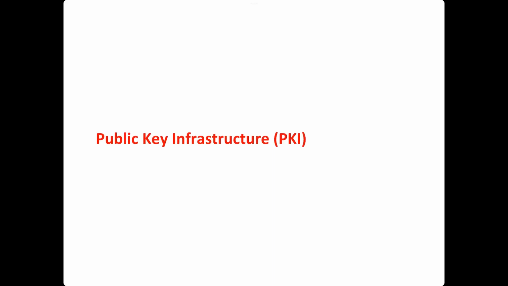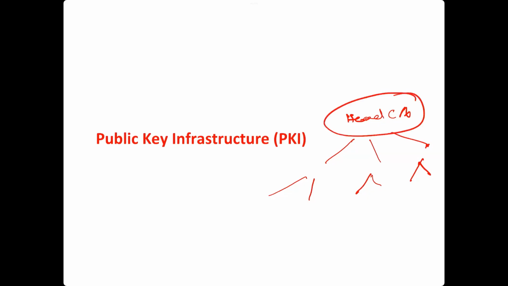Similarly in PKI there must be a head CA or most trusted CA, and then he will create a hierarchy, which can be created any way. Maybe a tree or some other structure. What I have shown here is a tree structure, but it could be any structure. The only thing is that this most trusted CA will delegate responsibility to the next level of CAs, which will delegate responsibility to further CAs, and so on. So this kind of structure can be created.